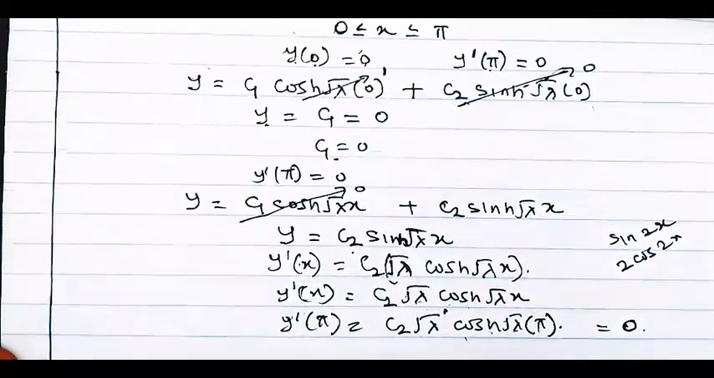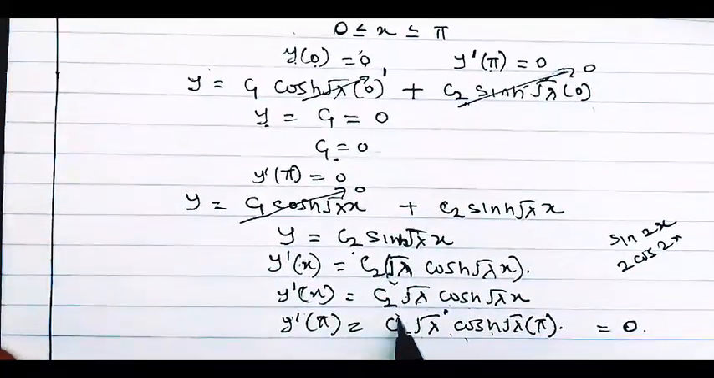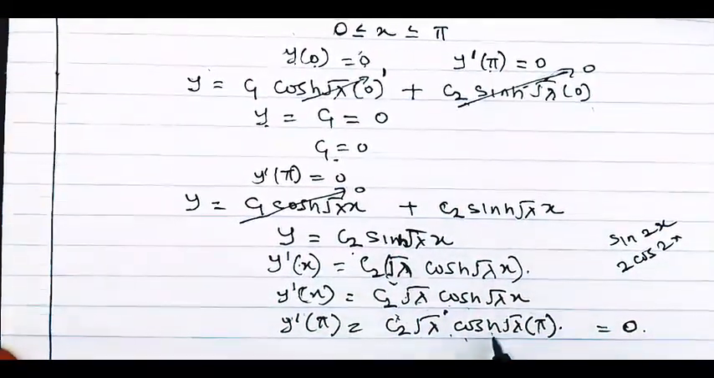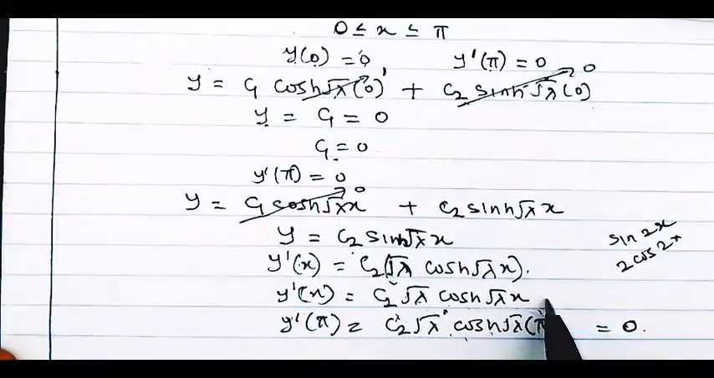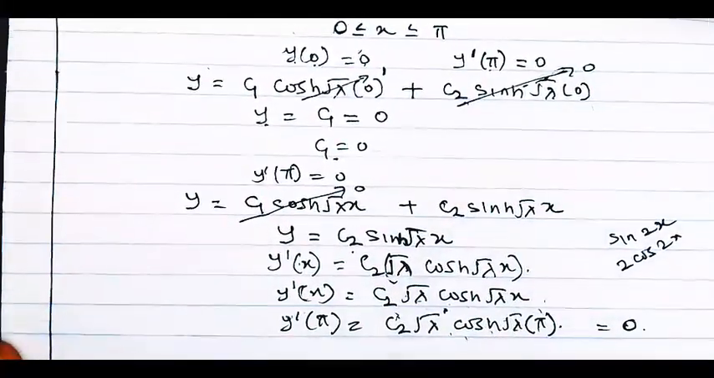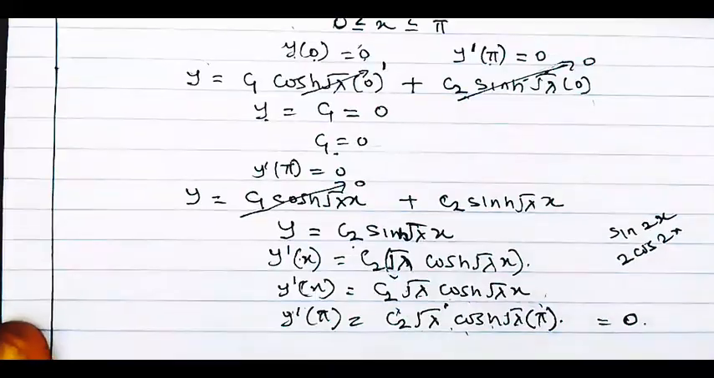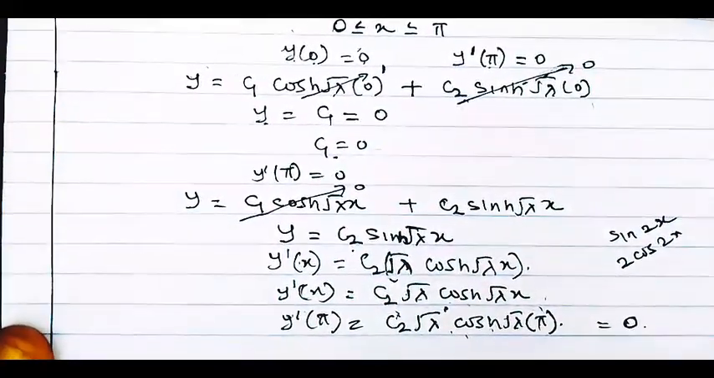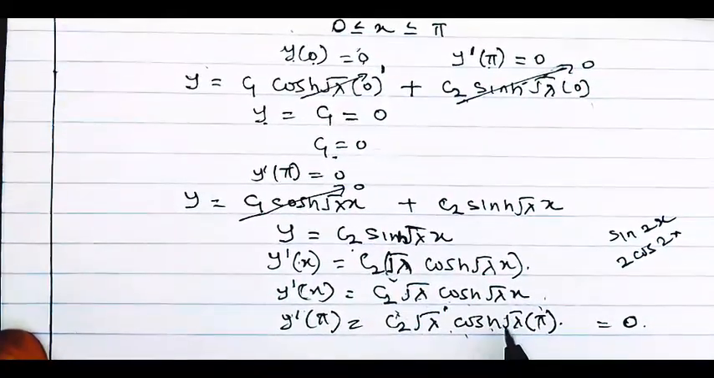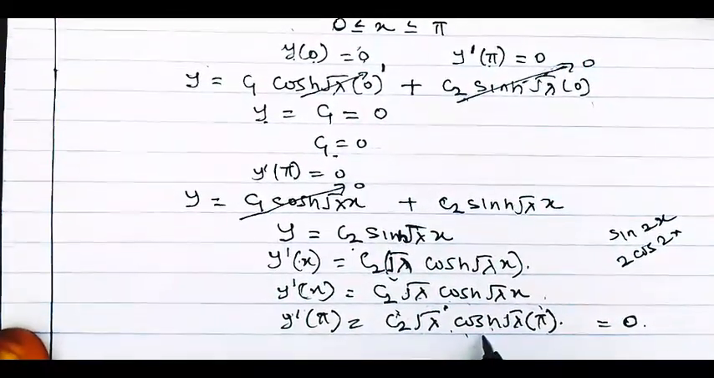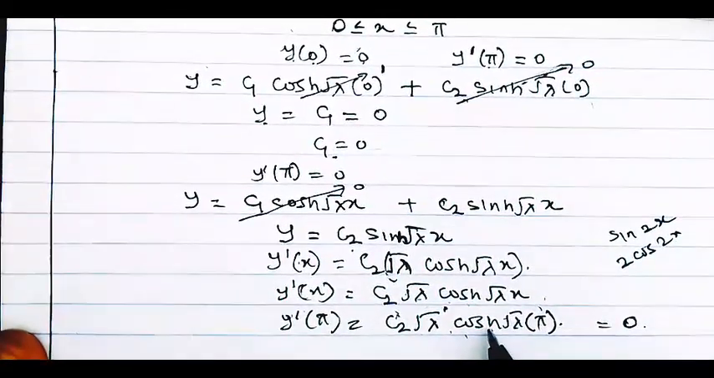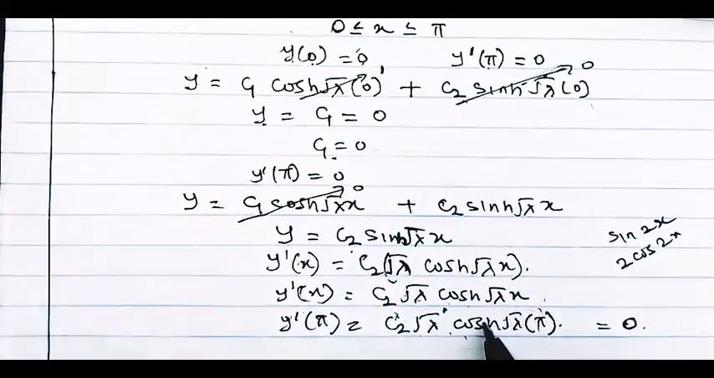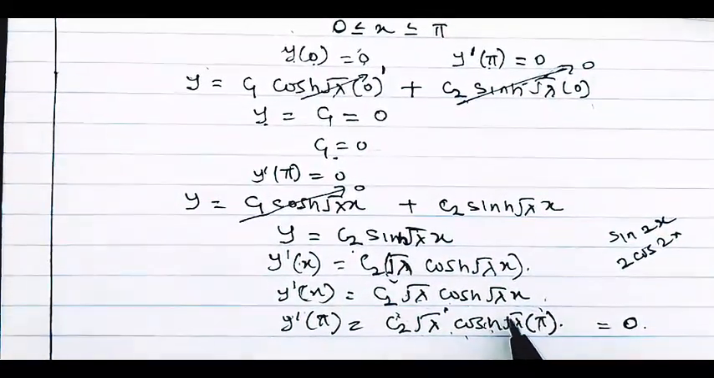So for this to be equal to 0, either C2 will make it 0, or this second term right here will make it 0, right? So we now want to assume that C2 is not equal to 0, because if C2 is 0, it gives us a trivial solution. So now let's work with this second term. We're going to look for whether this second term has any hope of not being equal to 0. So now let's check the second term.